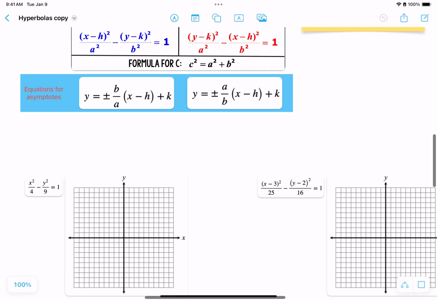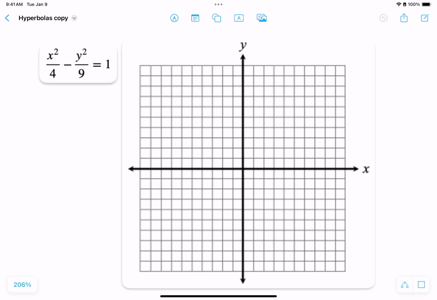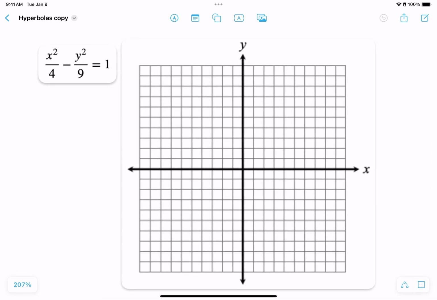Okay, so we're going to do two examples. Here is the first one. So I know that this is a hyperbola. How? How do I know that this is a hyperbola? Because it's a minus. That's exactly right. There's a minus sign in the middle.